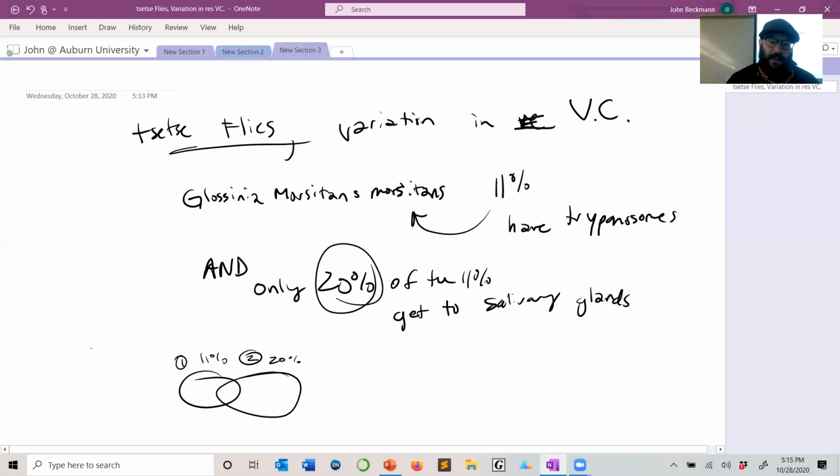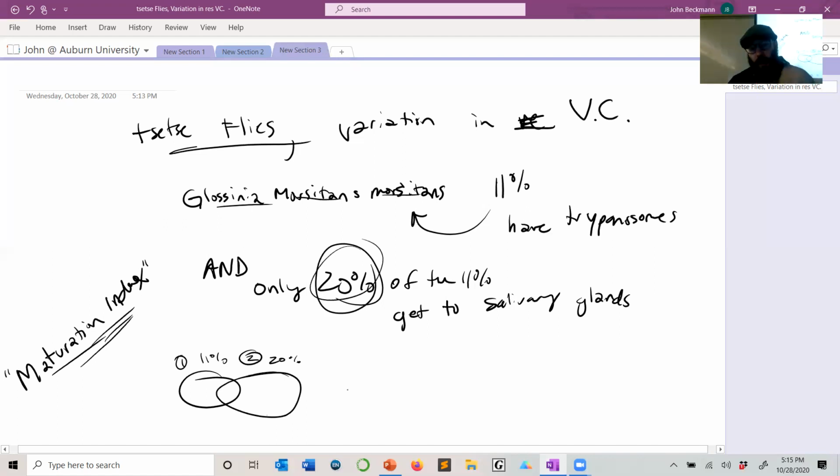There's a term for this in trypanosomes and tsetse flies. It's called the Maturation Index. I'll put this on the test. The Maturation Index is the quantitative value of how many of these trypanosomes get from the gut to the salivary glands. So for Glossina morsitans it's 20%.